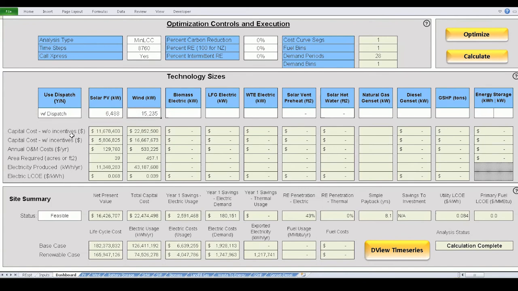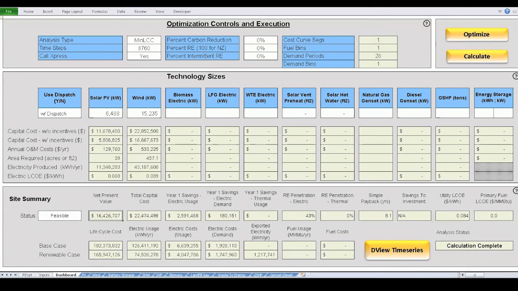In this section, we see the associated metrics, including capital costs, operation and maintenance costs, land required, electricity generated, and levelized cost of energy. Net present value is the ultimate decision variable. The model is looking to minimize the life cycle cost of energy, or maximize the net present value, which is the difference between the base case life cycle cost and the renewable case life cycle cost.